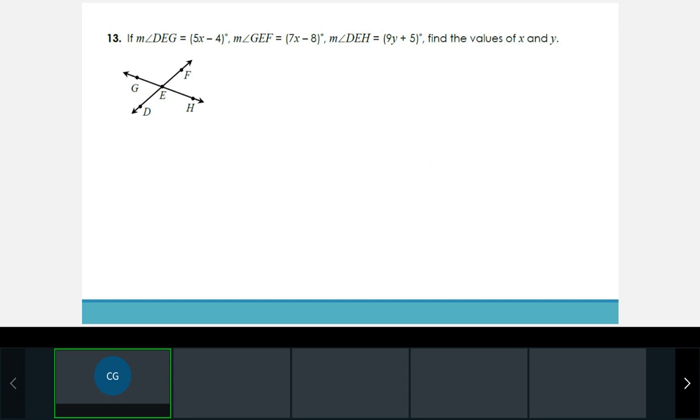All right. Number 13. It looks very much like number 12, doesn't it? Now, there's a little bit of difference here. It says find the values of x and y. We've got 2 variables, but we can do it. Put the given information in your picture. So DEG is 5x minus 4. So that's over here. GEF is 7x minus 8. And DEH is 9y plus 5.